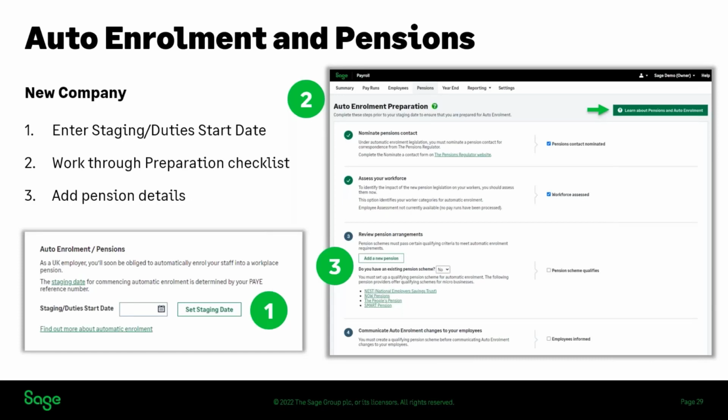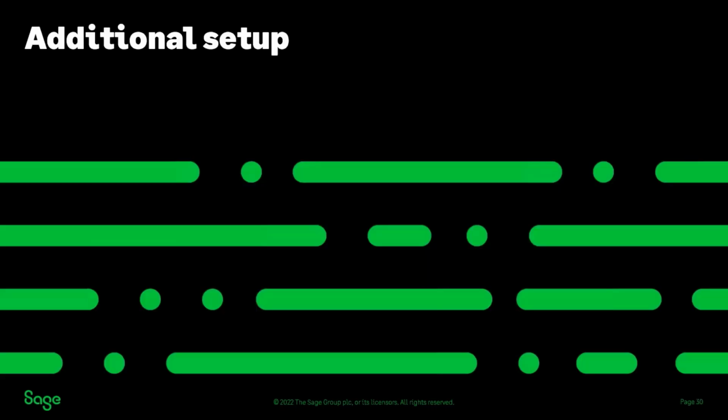Slightly different for a brand new company. You won't have to assign the scheme because no one will be in that scheme at that point, but you still enter your duty start date, so the date you took on that first employee. You work through a preparation checklist. It's really simple, just 4 steps to complete, and that includes adding the pension scheme details. So slightly different if you are setting up a new company.